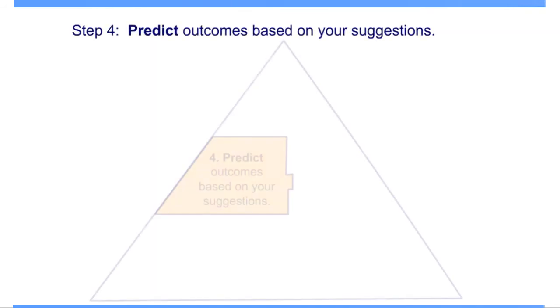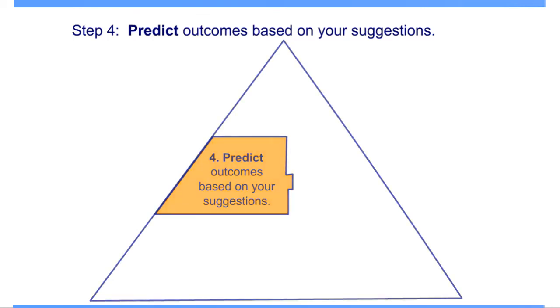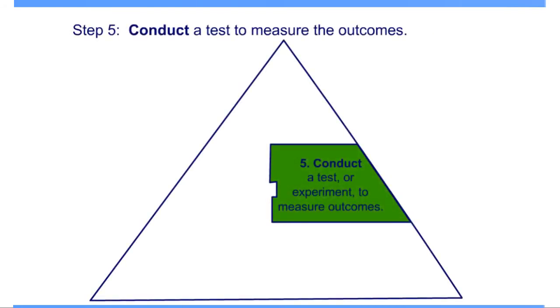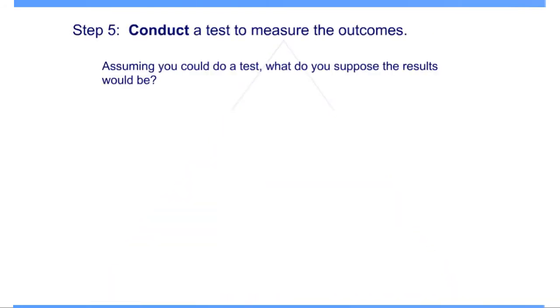Step 4. Predict outcomes based on your suggestions. What will result from these changes? Step 5. Conduct a test to measure the outcomes. Assuming you could do a test, what do you suppose the results would be?